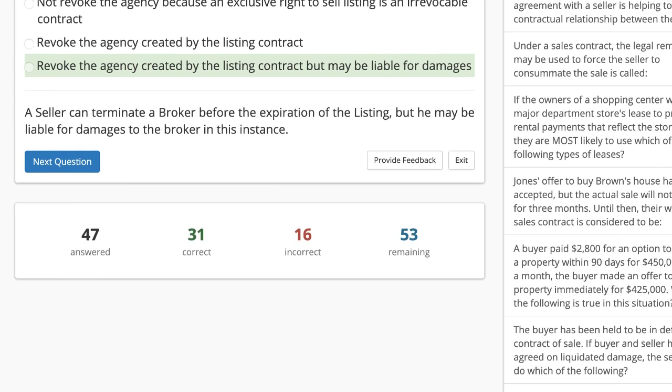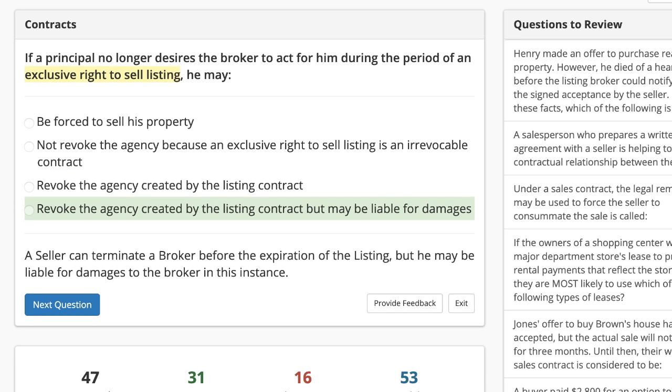And the reason that I wanted to throw this in here is that it confuses a lot of people as well. What confuses people is the revoking of an exclusive right to sell listing. So, technically speaking, can you guys tell me what an exclusive right to sell listing is? What kind of contract is it? What kind of contract is any listing, really?